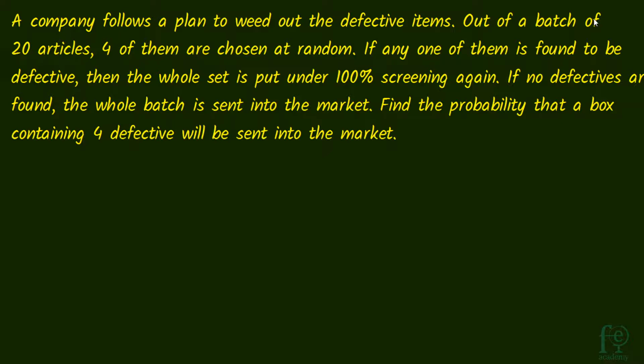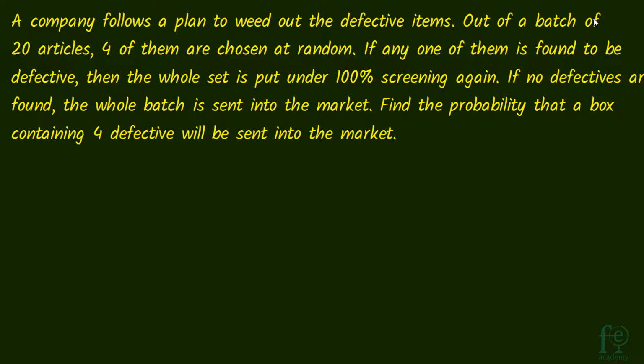A company follows a plan to weed out the defective items. A company wants to remove all the defective items from its batch which goes out into the market. So it is following a plan. Out of a batch of 20 articles, 4 of them are chosen at random. And out of these 4, if any one of them is found defective, then it will be removed and the whole set is put under 100% screening again. Only if no defectives are found, the whole batch will be sent into the market. So find the probability that a box containing 4 defectives will be sent into the market.